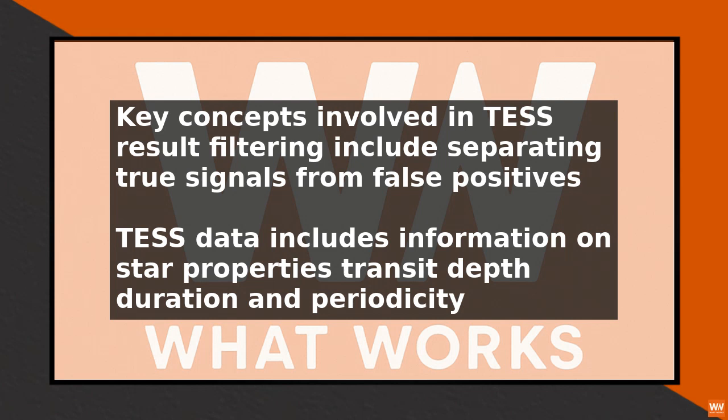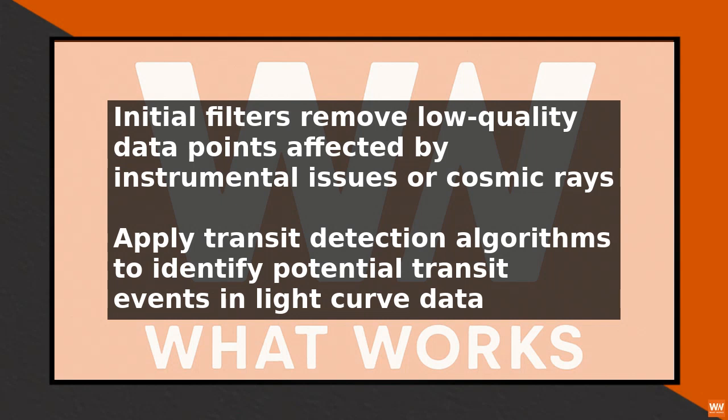Now, focus on identifying transit-like features in the light curve. Look for periodic dips in brightness that could indicate a planetary transit. Apply a transit detection algorithm, such as the box least squares method, to identify potential transit events.